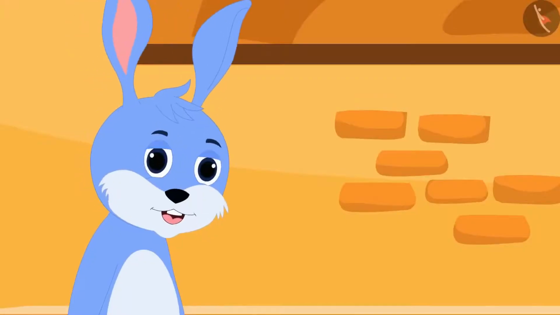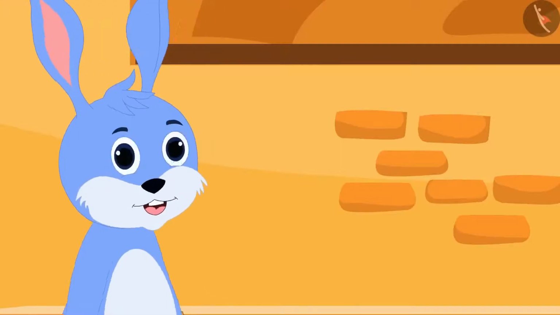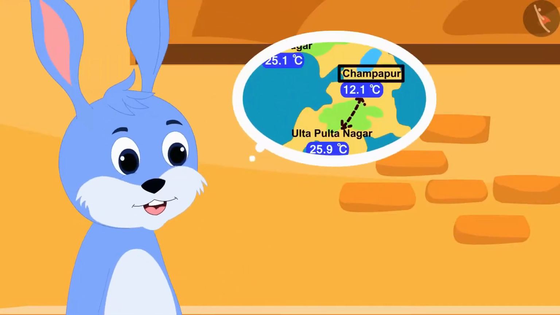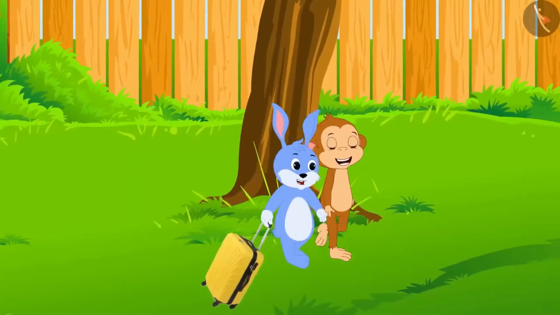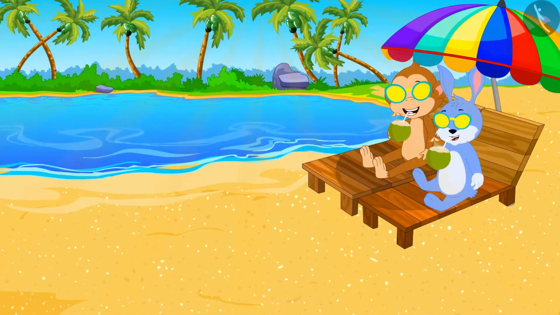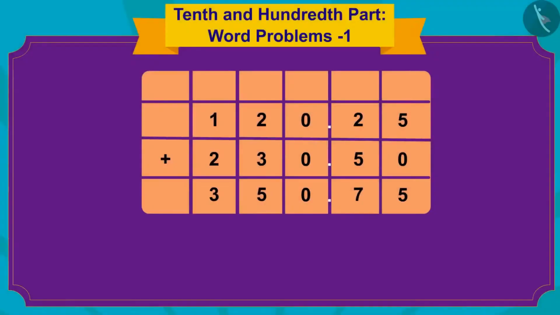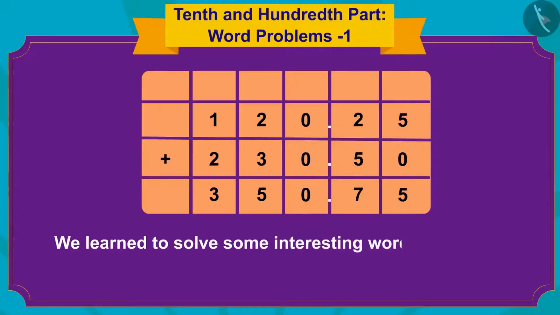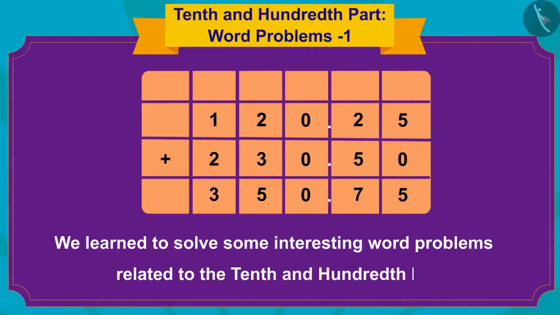Bunny got very excited. He bought 2 train tickets to go from Champapur to Ulta Pulta Nagar. And together, Bunny and Babban reached Ulta Pulta Nagar for holidays. Children, in this video, we learned to solve some interesting word problems related to the 10th and 100th part. In the next video, we will learn to solve some more interesting problems related to this.